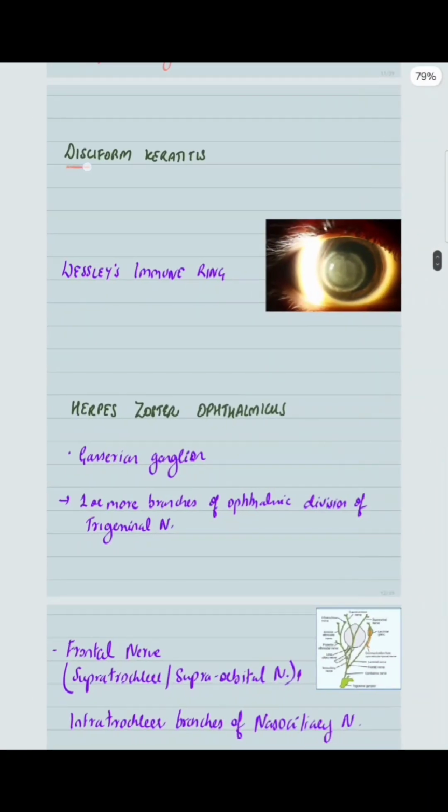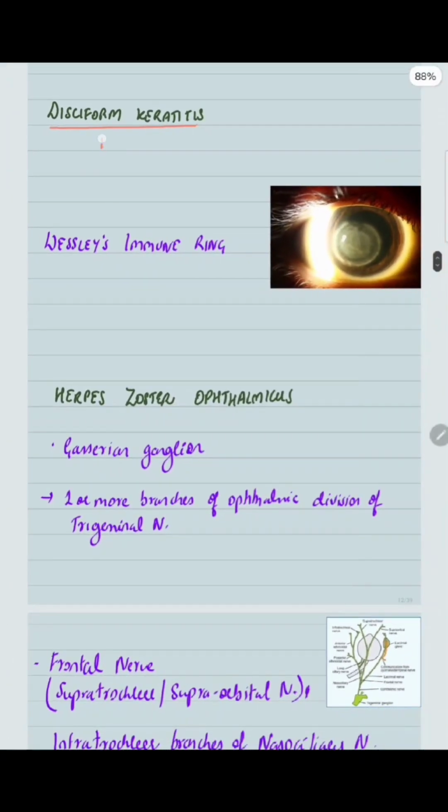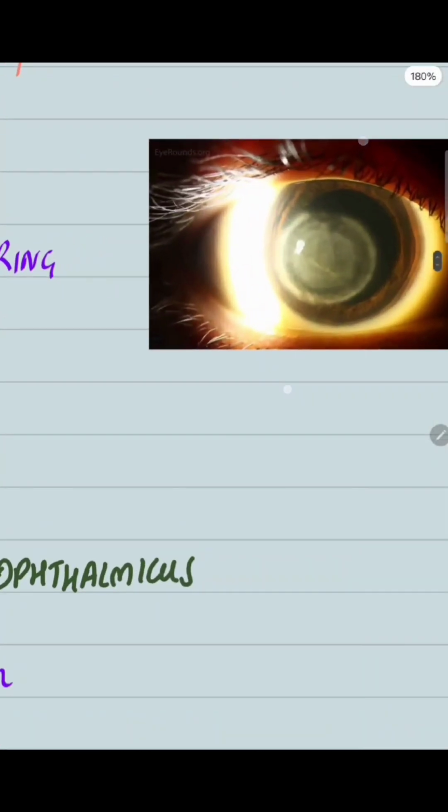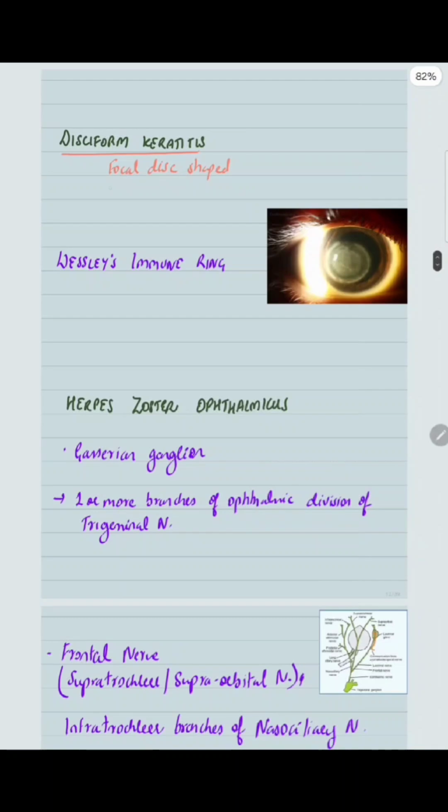Disciform keratitis is nothing but a focal disc-shaped patch of stromal edema without necrosis, usually with an intact epithelium. Folds in Descemet's membrane can be seen here, with intact epithelium. Keratic precipitates can be seen. A ring of stromal infiltrate, known as Wessely's immune ring, can be seen.